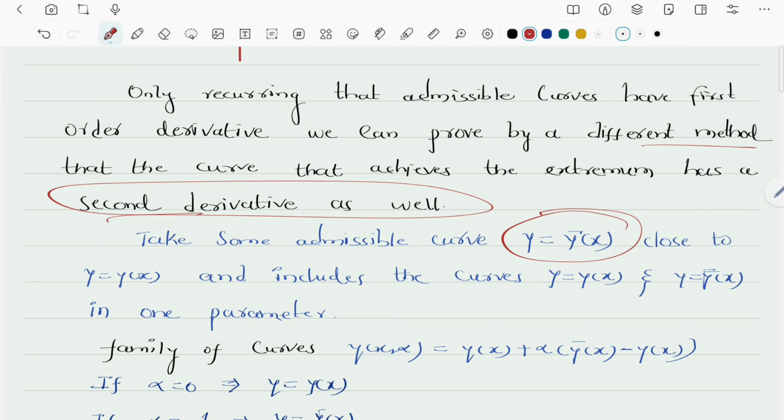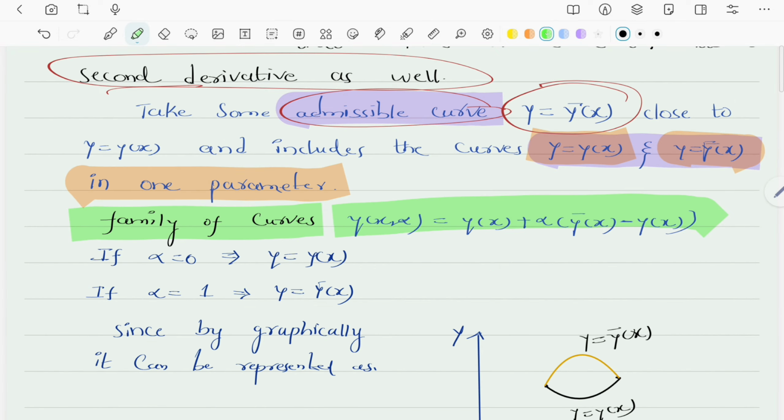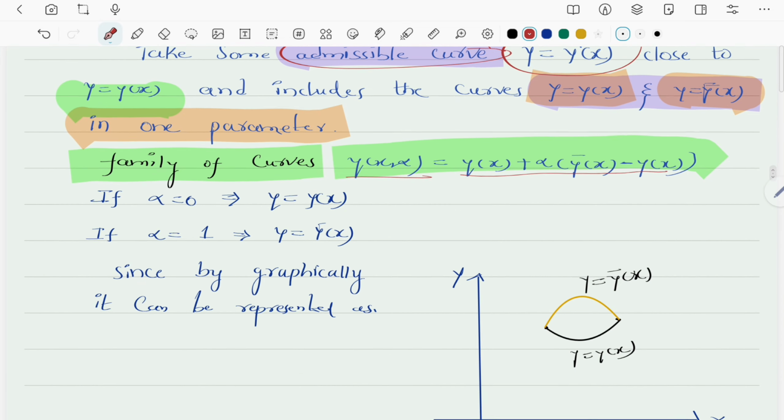Here earlier we have seen what an admissible curve is. We know that an admissible curve is a close lying curve. Take some admissible curve y is equal to y bar of x close to y is equal to y of x, and includes the curves y is equal to y of x and y is equal to y bar of x in one parameter, that is, a family of curves. We already discussed family of curves. Therefore that is y of x comma alpha is equal to y of x plus alpha into y bar of x minus y of x.